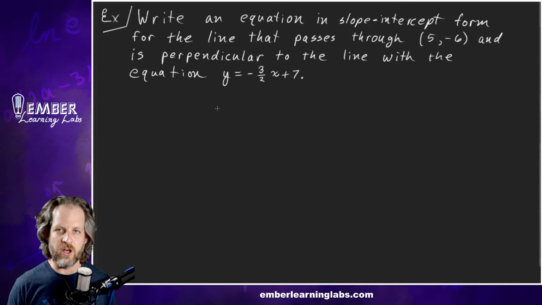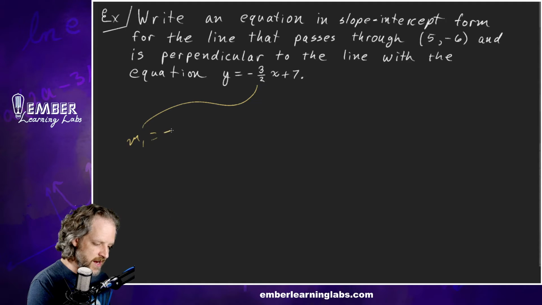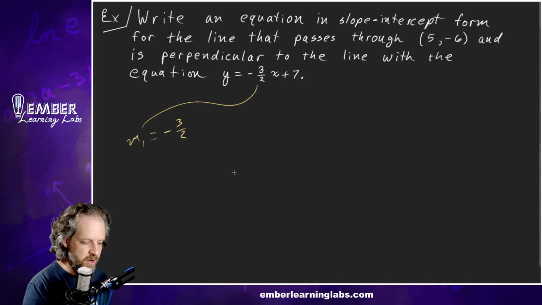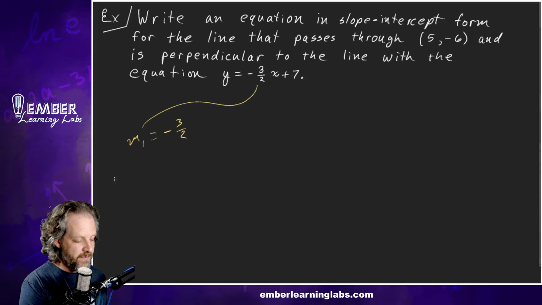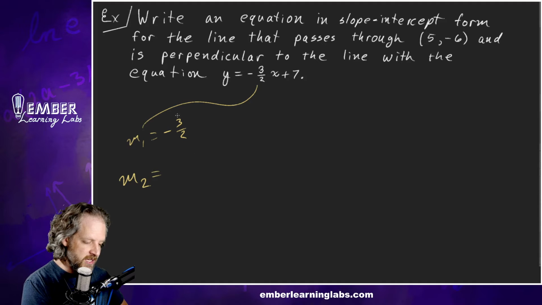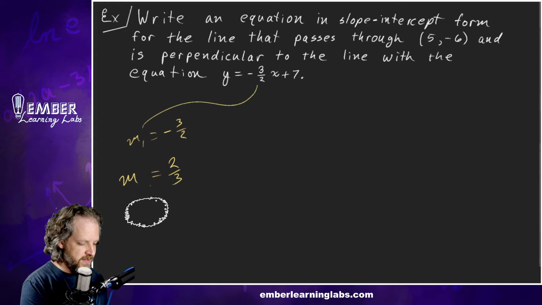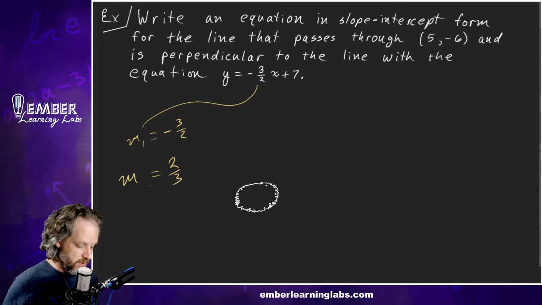It tells us something about the slope, right? So this slope, we'll call it M1, is negative 3 over 2. Since they are perpendicular, the slope of our line, our M2, is this flipped over with the opposite sign. So it was negative, so our slope is positive, and instead of 3/2, it is 2/3. So that's the slope that we're looking for.